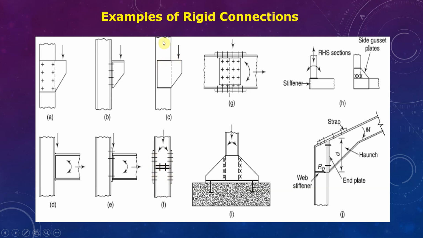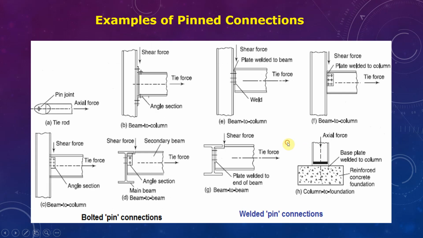Similarly, this bracket connection is connected to the column by using a weld here. So all these are examples of rigid connections. All are provided by welds. So the length of weld is more in these connections. That's why they are called rigid connections. Or if the number of bolts is very large, then that connection is also called a rigid connection.